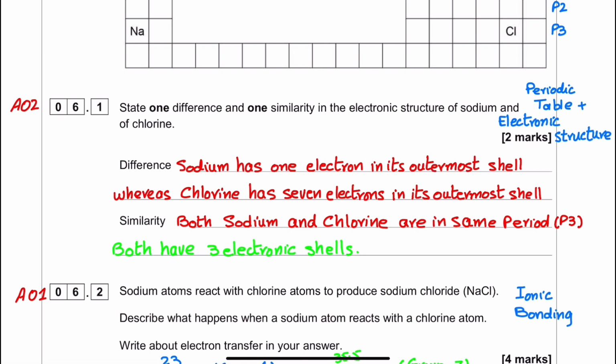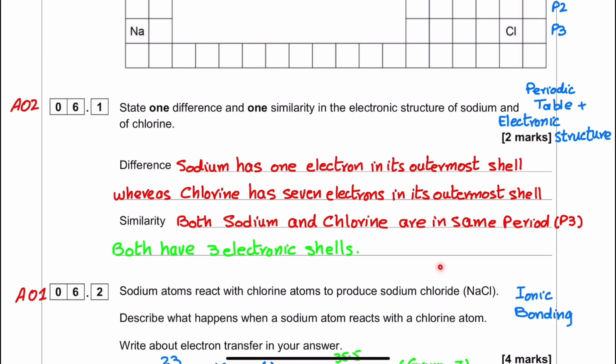We know that sodium belongs to group number 1. It has 1 electron in its outermost shell. And chlorine belongs to group number 7, and it has 7 electrons in its outermost shell. This sodium will lose 1 electron, and it changes from sodium to sodium ion after losing 1 electron. Whereas chlorine will take 1 electron and become a negative ion, Cl negative.